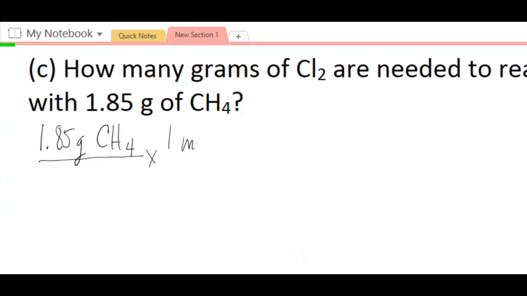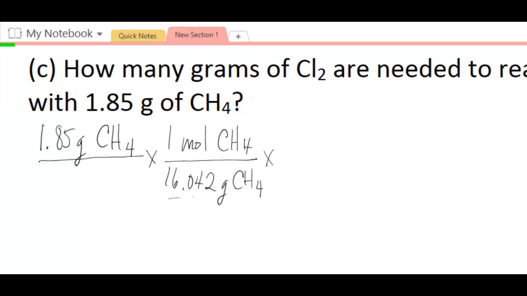So in every 1 mole of methane, you're going to have 16.042 grams of methane. That's just the molar mass that's calculated using values for the atomic mass of carbon and hydrogen from the periodic table. Instead of writing it all out there, I've just pre-calculated it and plugged it into the equation.